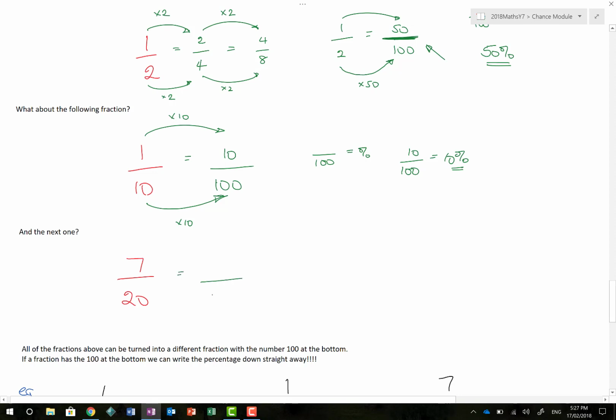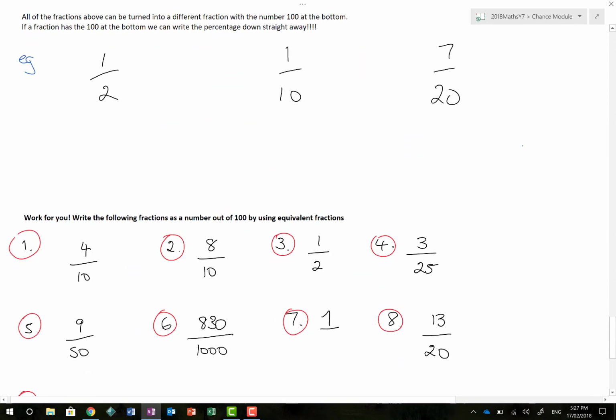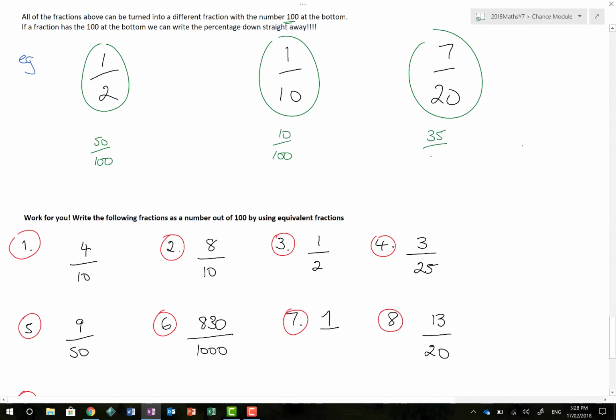Last one. How do we get from 20 to 100? Oh yes, we times by 5. And as such, 7 times 5 is 35. And so I can go straight to my answer and write that as 35%. All of the fractions above can be turned into a different fraction with the number 100 at the bottom. So, just to check, half and 1 over 10 and 7 over 20 can be turned into 50 over 100, 10 over 100, and 35 over 100, which makes them easy to turn into percentages.